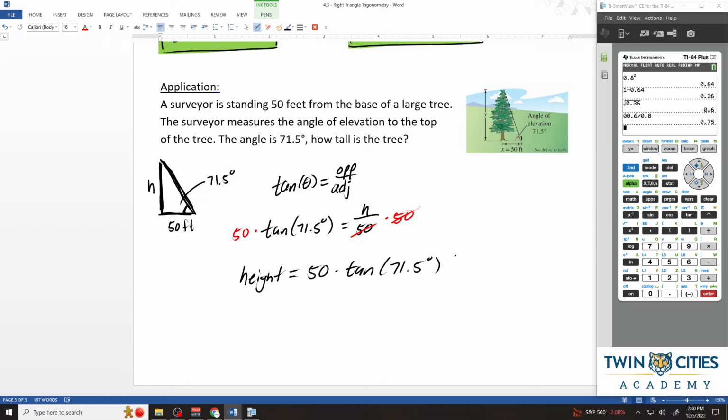Now, it's really important in our calculator that we make sure that we're in degrees. So I need to check on my calculator. I'm going to hit mode, and I see that I'm in radians, so I need to change that. So I go over and I switch this to degrees, I hit enter. Perfect, now I'm in degrees. Now I can simply put in 50 times the tangent of 71.5, and I'll get the height of the tree is 149.43 feet.